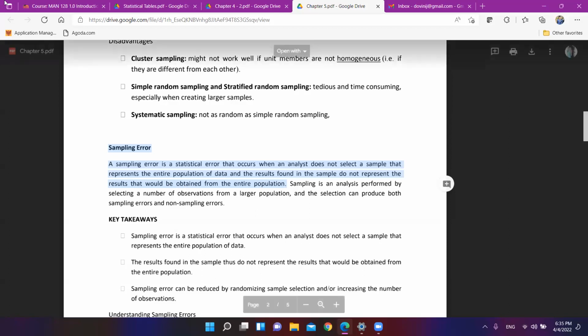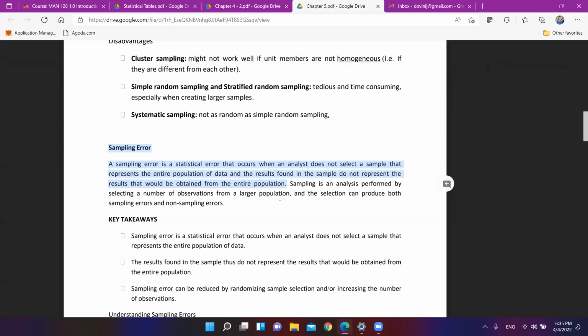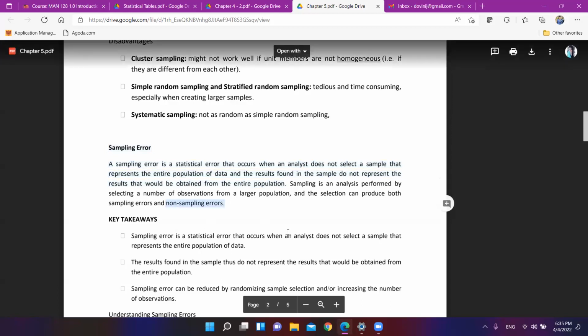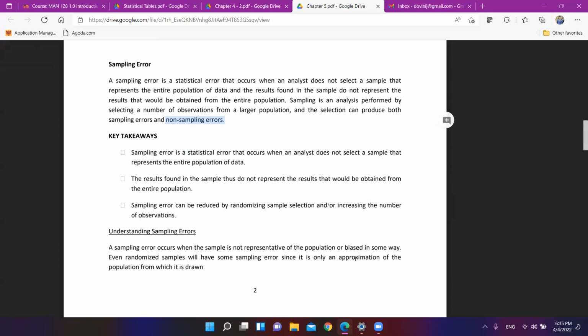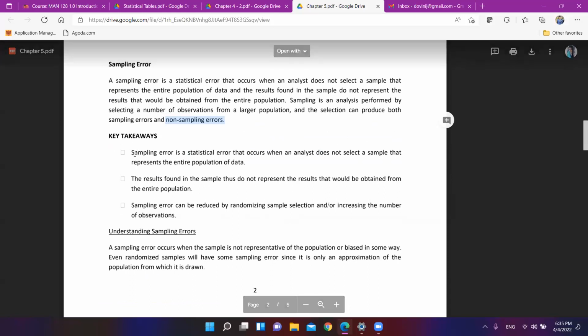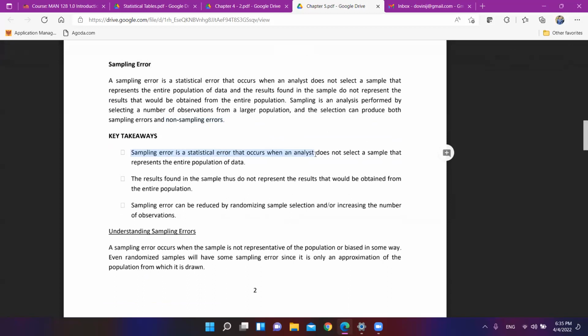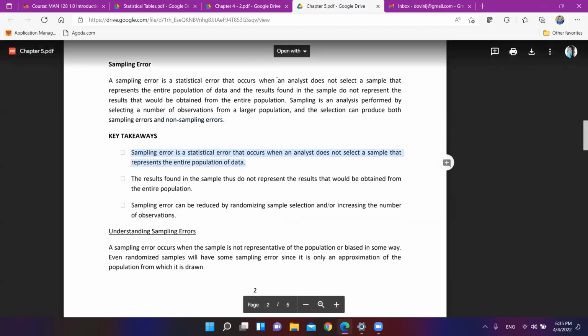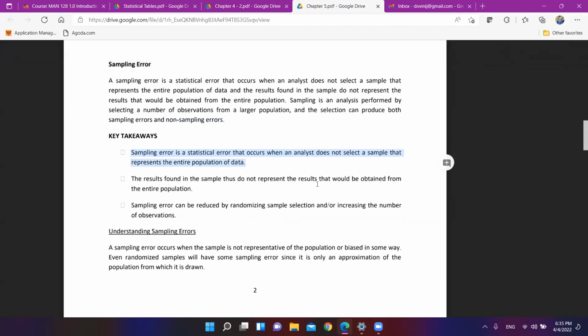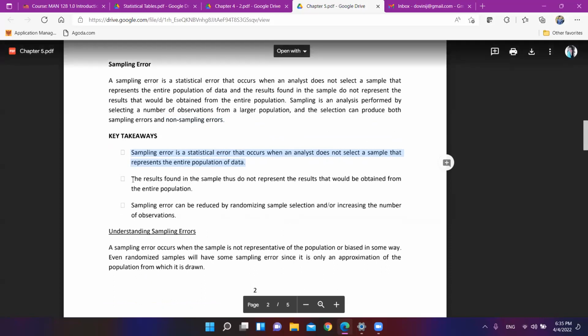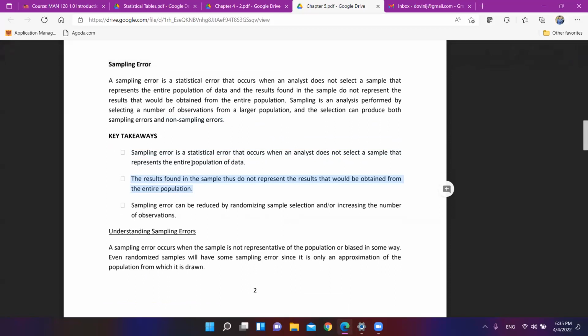So sampling is an analysis performed by selecting a number of observations from the larger population, and the selection can produce both sample errors and non-sampling errors. Non-sampling errors in the sample again, right? We'll look into that. Key takeaways. Sampling error is a statistical error that occurs when an analyst does not select a sample that represents the entire population of data. The results found in the sample thus do not represent the results that would be obtained from the entire population. Key takeaways, the key things that you have to get in your mind.